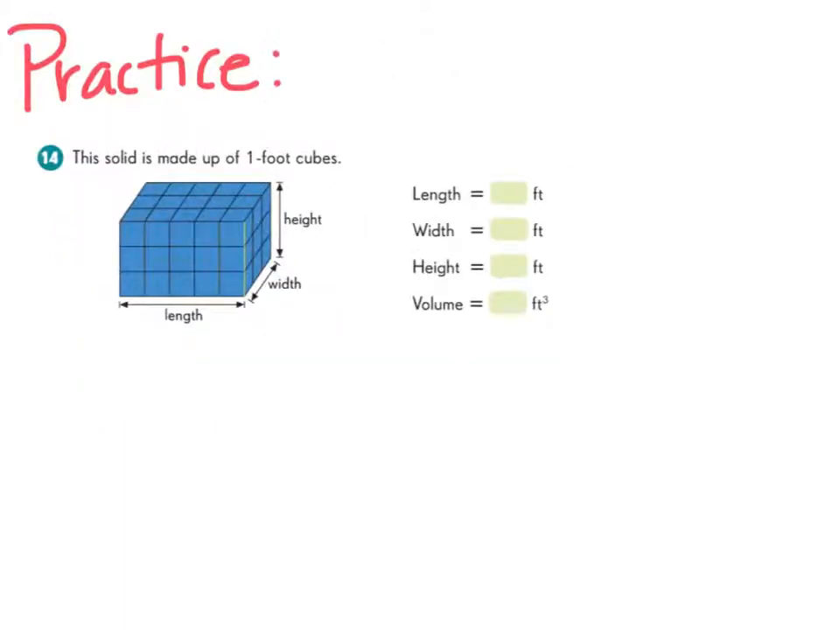Try that same process on your own. This solid is made up of 1-foot cubes. Find the length, width, and height, and then calculate the volume by multiplying length times width times height.